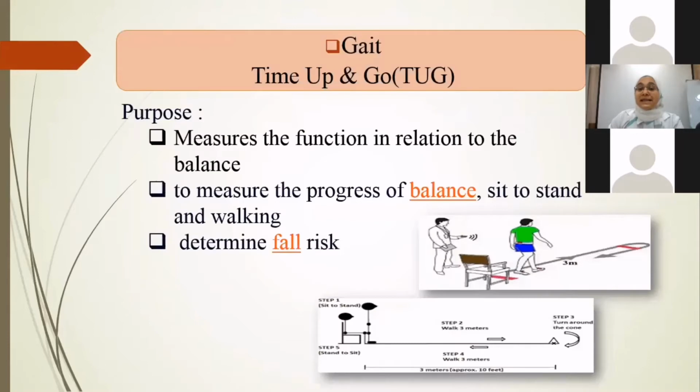Second test, we choose the gait, which is very important for the Parkinson patients. So we choose the Timed Up and Go test, TUG. As I think most of us know, the purpose of this is to measure the functional mobility in relation to balance, and to measure the progress of balance from sit to stand, then walk, then turn, and again sit on the chair. And of course, it determines the fall risk.